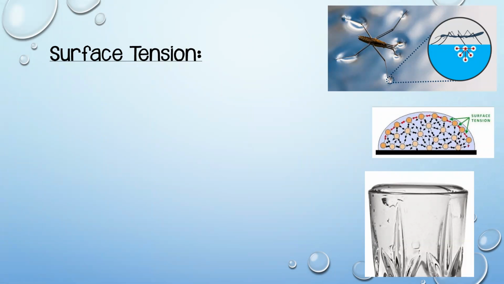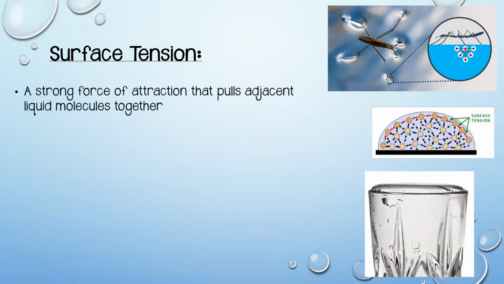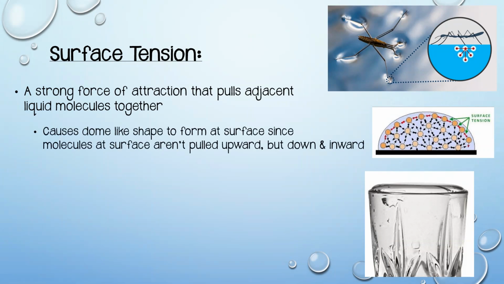Surface tension is another main property of liquids. Surface tension is defined as a strong force of attraction that pulls adjacent liquid molecules together. And it basically causes a dome-like shape to form at the very surface of the liquid, because if you look at the picture, you can see that all of the particles are being attracted to each other. There's nothing pulling the surface of the liquid's particles upwards. They're all pulled downwards, and that creates a dome-like shape.